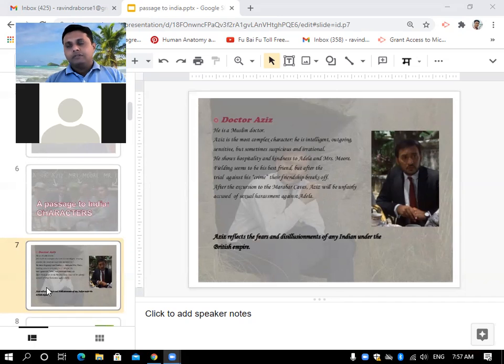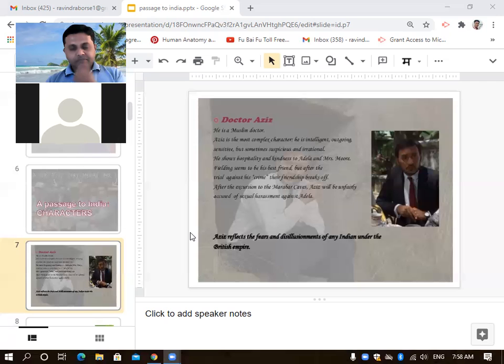And we saw when the two foreign ladies, Adela and Mrs. Moore, came to India, they became good friends of Dr. Aziz, and Dr. Aziz treated them with respect. Dr. Aziz tried to present India in front of those ladies. So Dr. Aziz became a good friend of them. And later on, there is a misunderstanding. That's why he was taken into police custody. And we will see that custody, that case later on. So this is Dr. Aziz we saw yesterday.